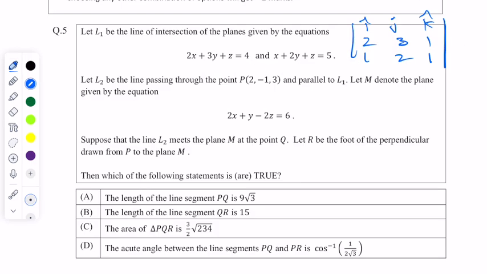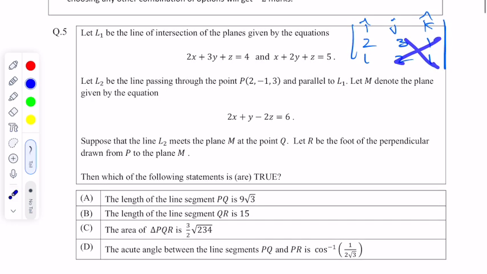In fact, I think all of you might have done plenty of these questions. So coming to the direction, we can clearly see it will be i cap, then we'll get minus j cap, then we'll get k cap. So this is the direction of the line L1.